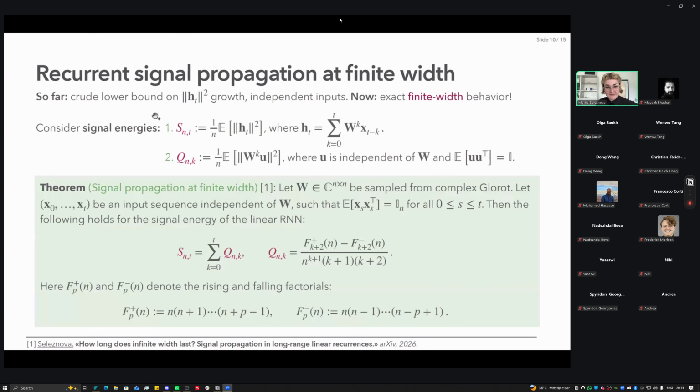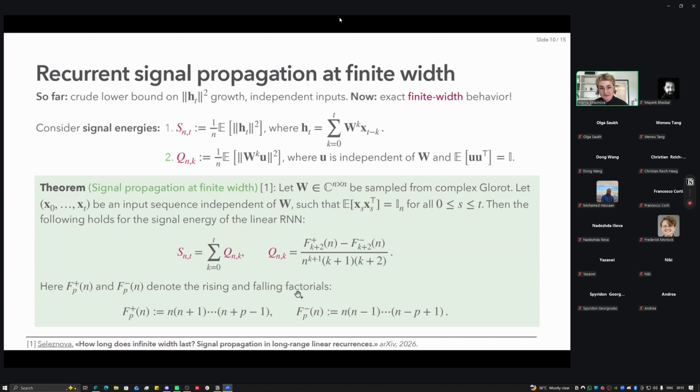Okay, so it's a complicated theorem. Basically, what we have here is that we define two signal energies just for notation. This energy S_{n,t} is just our finite width norm of the hidden state divided by n. And Q_{n,k} is the impact of an input u after k recurrent steps, right?